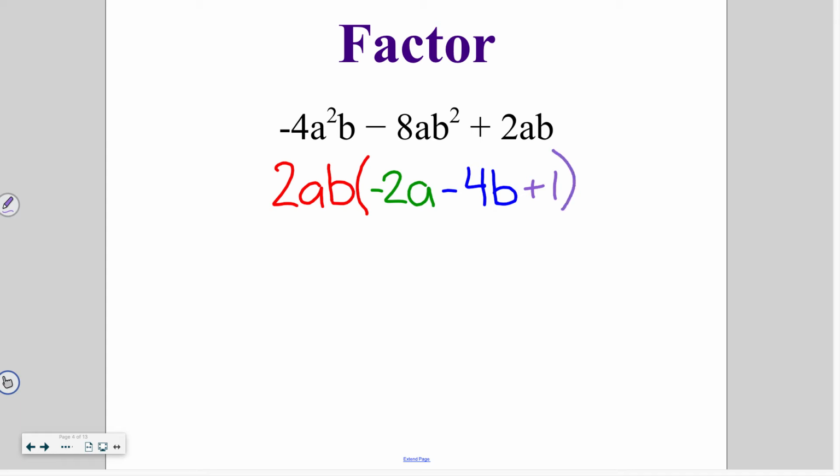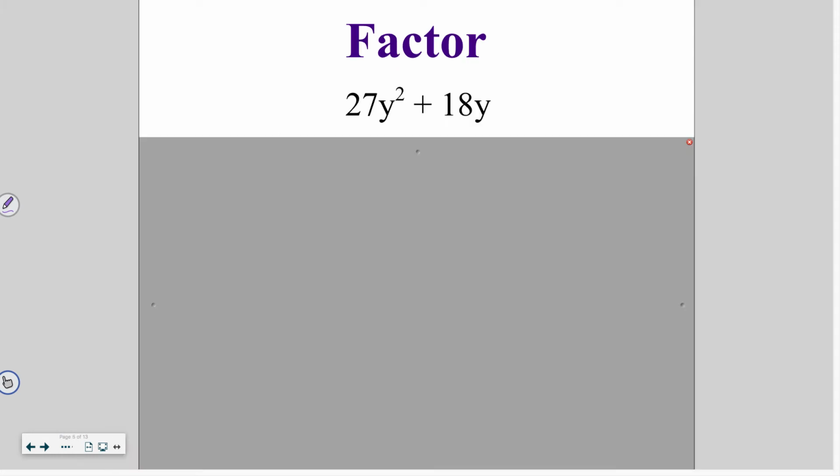Again, you can double check your work. 2 times negative 2 is negative 4 A squared B, negative 8 A B squared, 2A B, which gets us right back to this starting expression. Go ahead and try this one on your own.